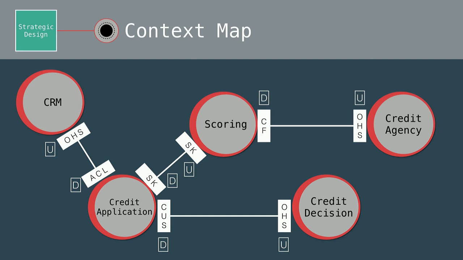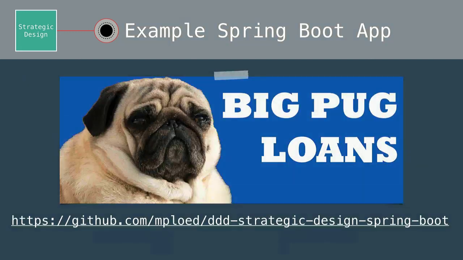And now, so far for the theory, let's take a look into the practice. I promised it's not going to be a pet shop. This puck owns a bank, and he's giving out loans. It's called Big Puck Loans.